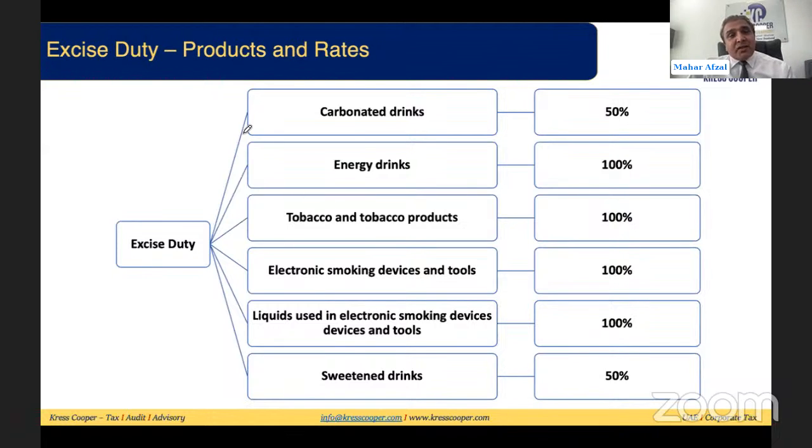Now the question arises, which products are subject to excise duty? Is every product subject to excise duty? No, not at all. We discussed in the very beginning that excise duty is only applicable on the products which are harmful for human health, and where the government wanted to change the pattern of behavior of the people.